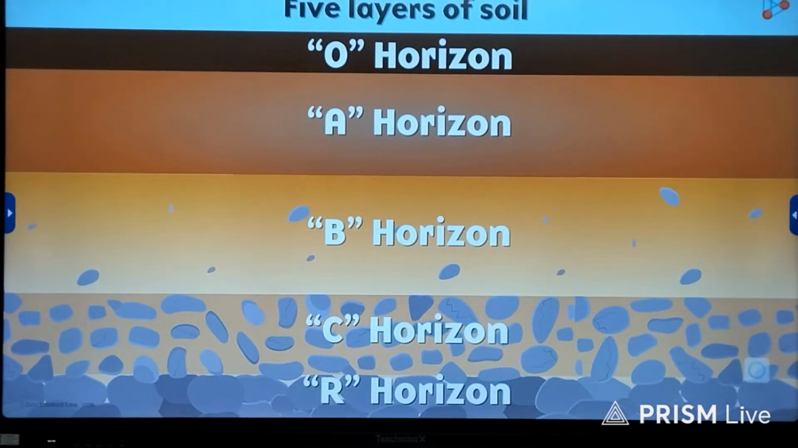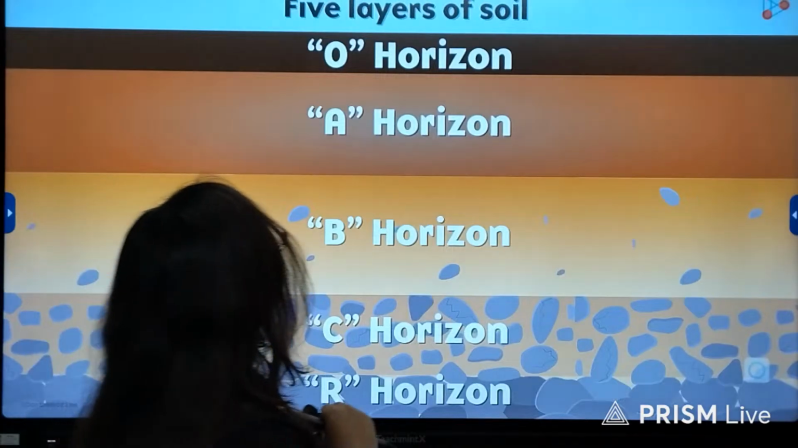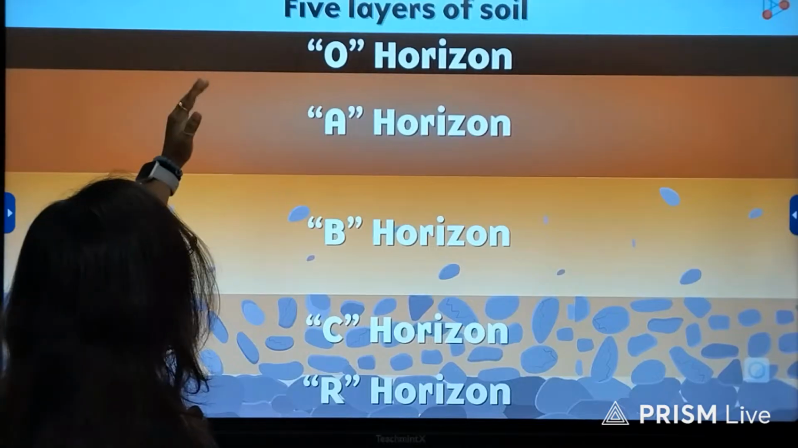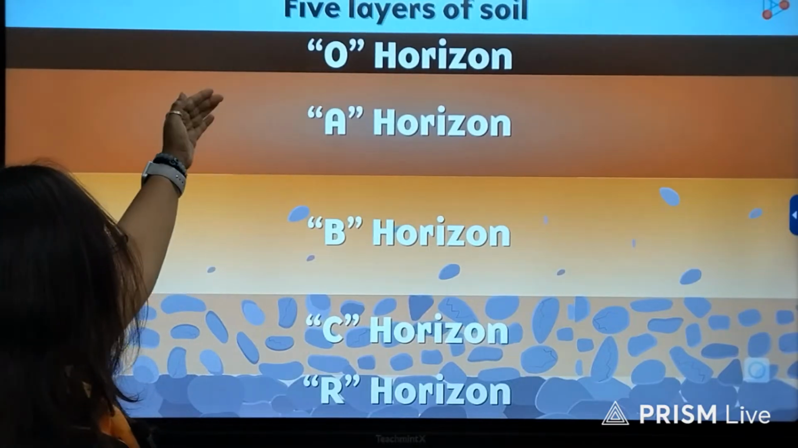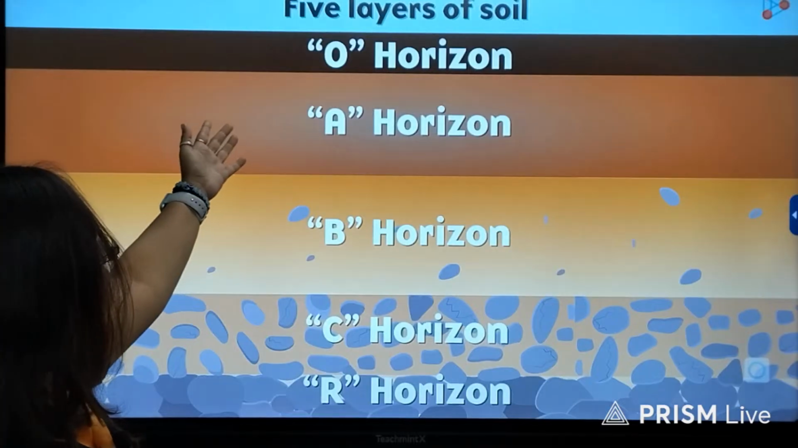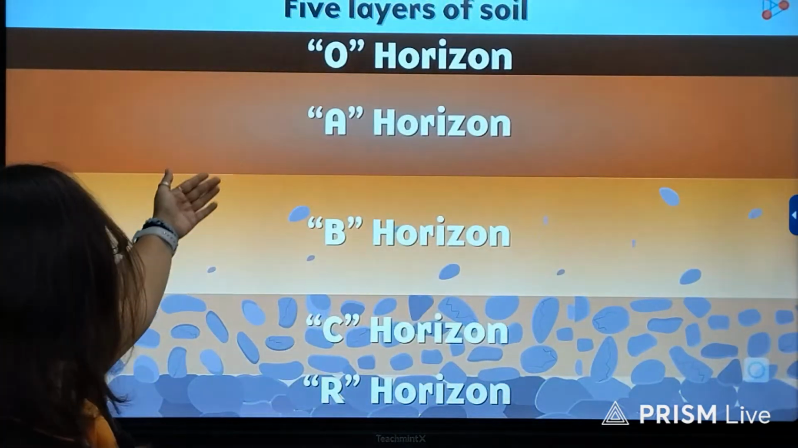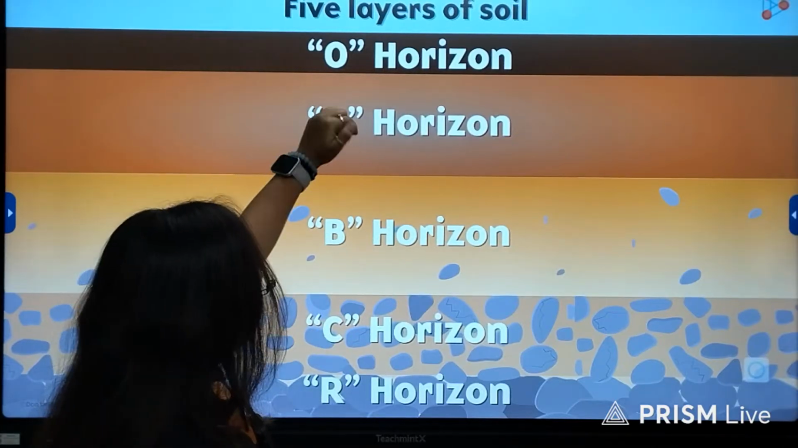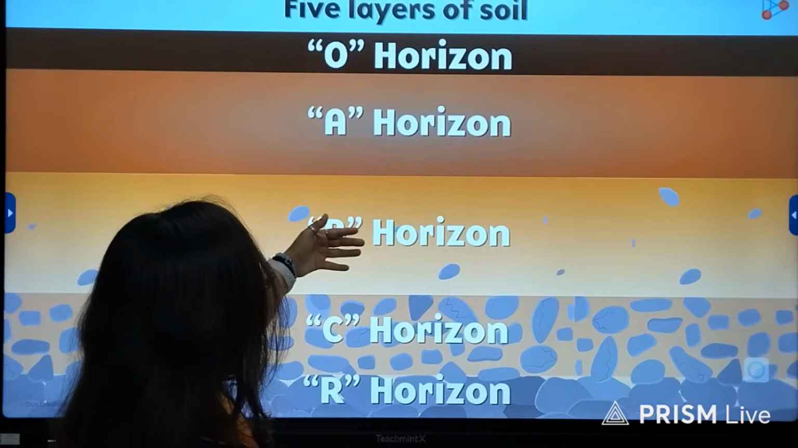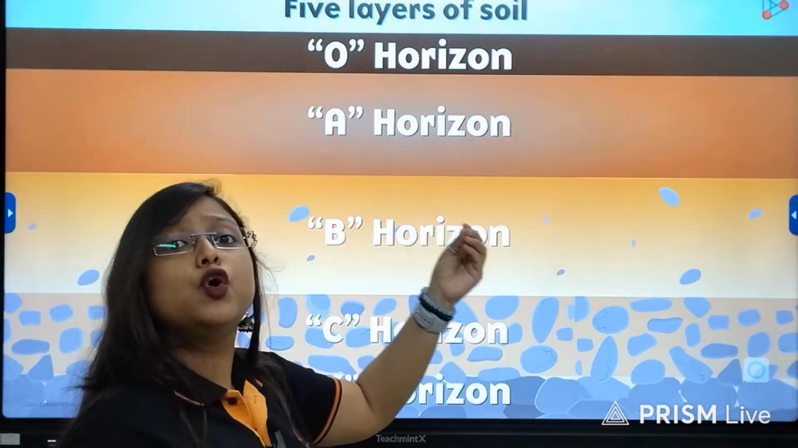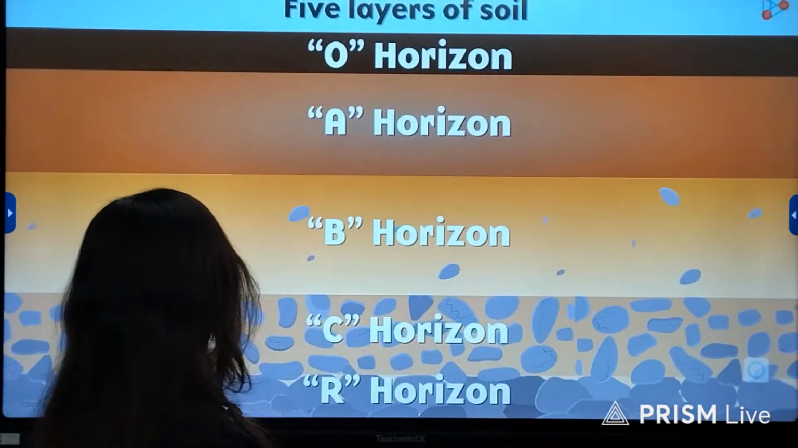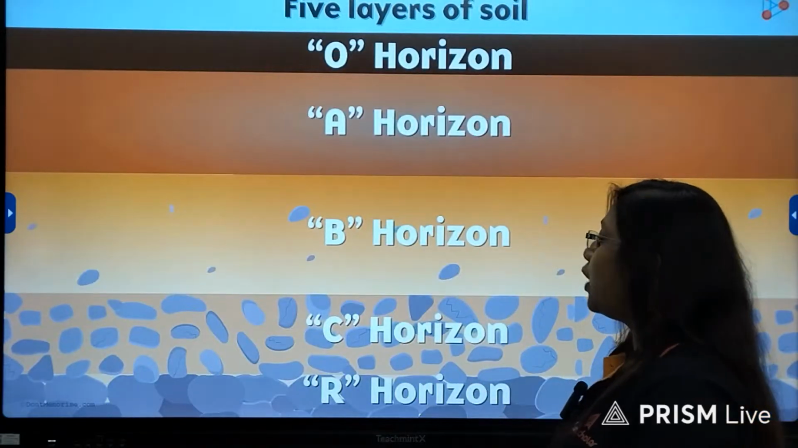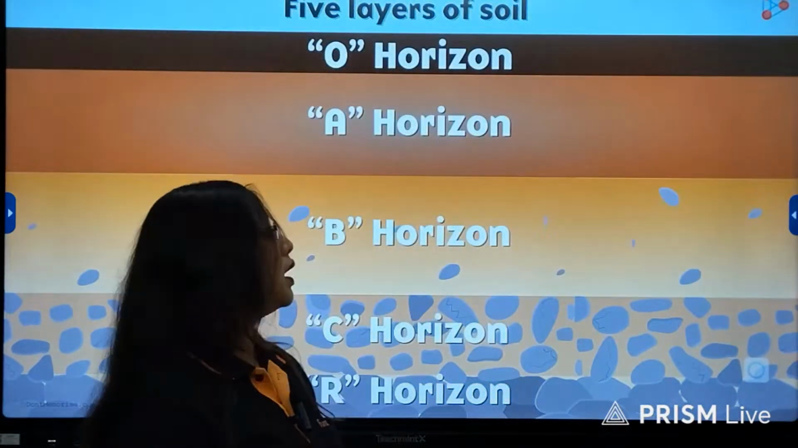Here you can see the picture of five layers of soil. The first one is the O horizon, the uppermost layer, and then the A horizon, then the B horizon, C horizon, and R horizon. As you get deeper into the soil, from the B horizon you can see a little bit of rock particle. In the C horizon, the amount of rock particle increases, and in the R horizon there are lots of rock particles, right?